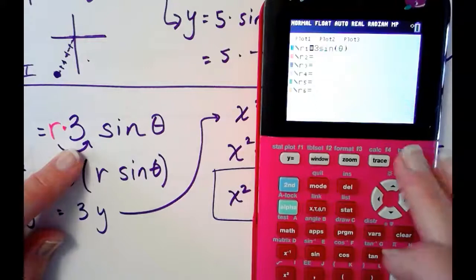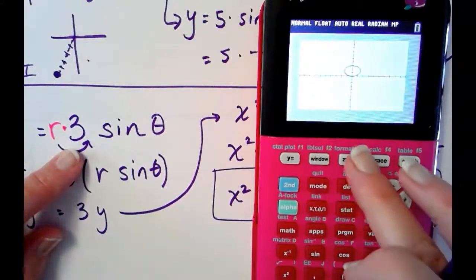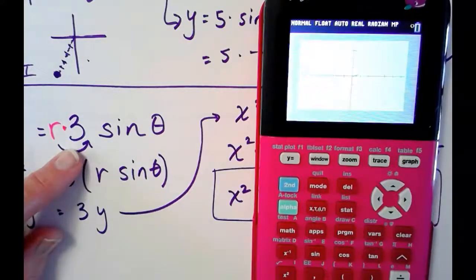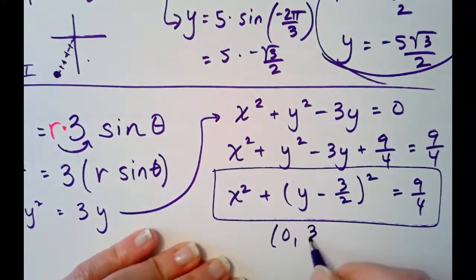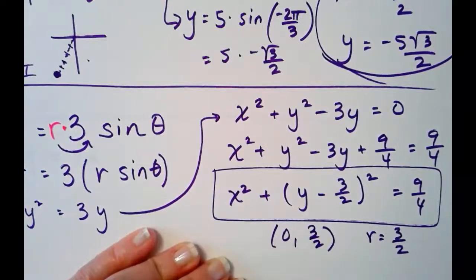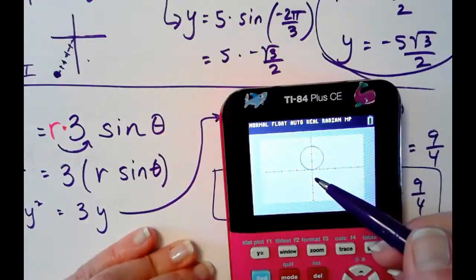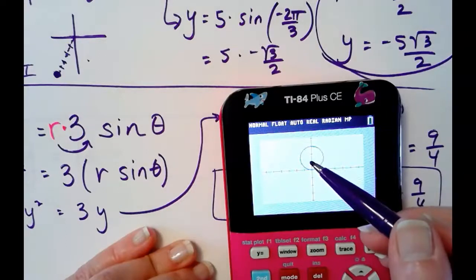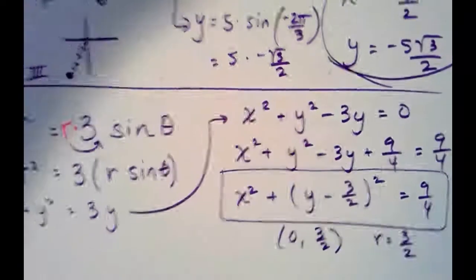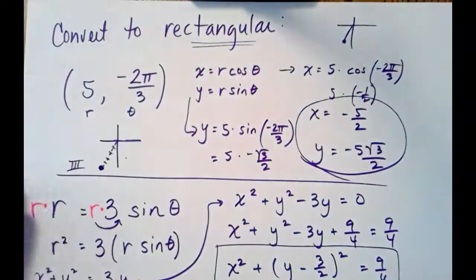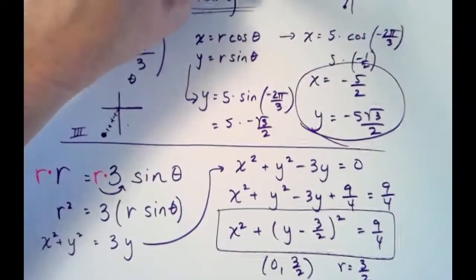Close those parentheses, and we got a circle. Remember, if we hit zoom 4, we're going to get a nice square scale. So where is our circle? Our circle has a center point at 0, 3/2, and has a radius also of 3/2. So here we go, a center at 0, 1.5, and a radius of 3/2, and that is correct. Use your calculator to check your work whenever we do these problems.